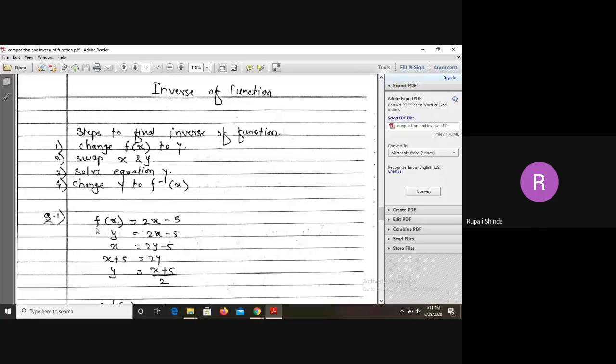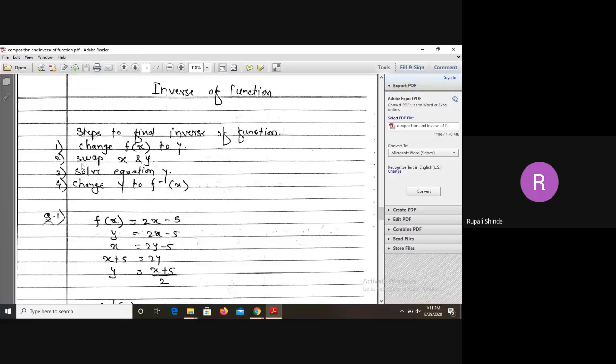So here function is given as f of x is equals to 2x minus 5. For this function we have to find its inverse. Now first apply step number 1. What is step number 1? Change f of x to y. Here we have written f of x, so we have to replace this f of x by y. So y is equals to 2x minus 5 after applying step number 1.